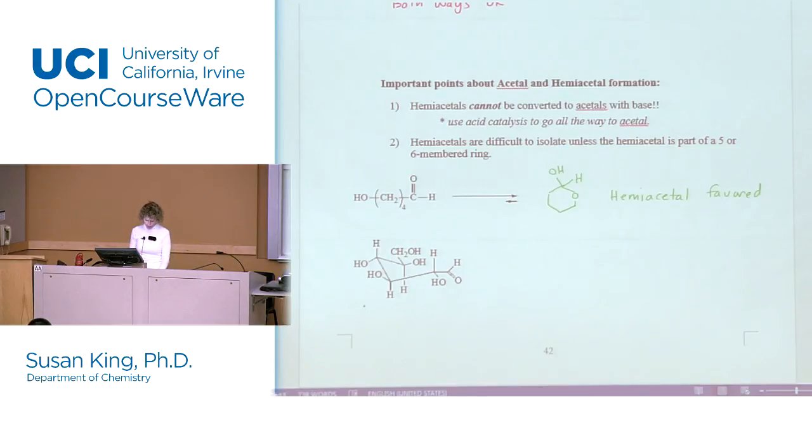And the best example here is glucose as a hydroxyaldehyde. Only a very small percentage of glucose is in what we call the open chain form. It likes to be in a ring.